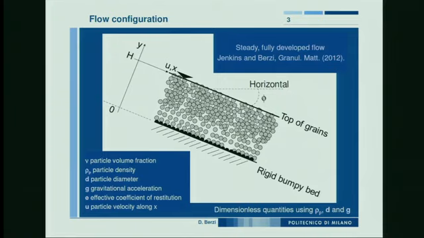So I'm using the particle density, the particle diameter, and the gravitational acceleration to make everything dimensionless. Particle volume fraction is new. I will use kinetic theory, so I will use a constant coefficient of restitution that I call E. And then U is the particle velocity in the direction parallel to the bed. Okay, so pretty simple. It's a free surface flow. Capital H is the depth of the flow.